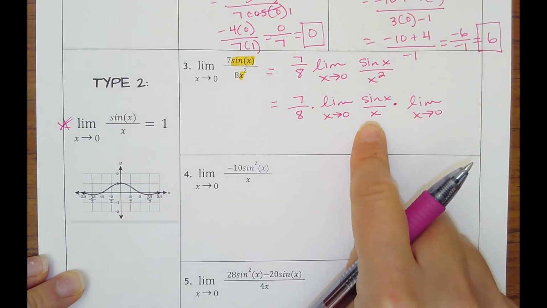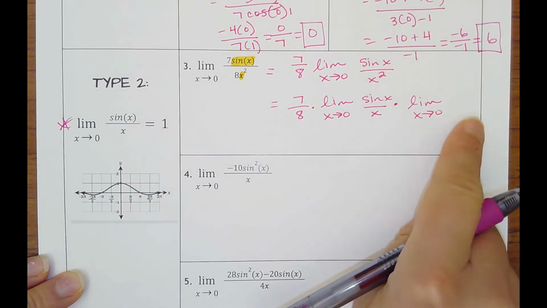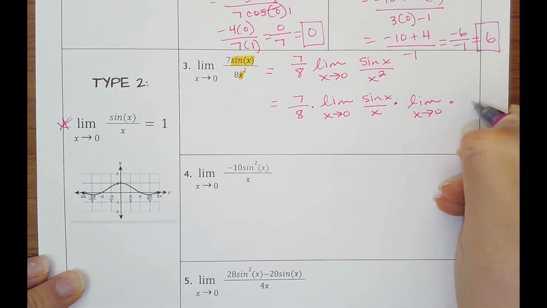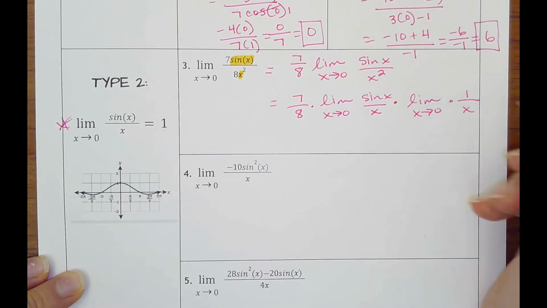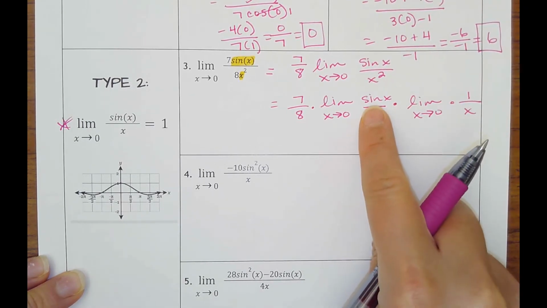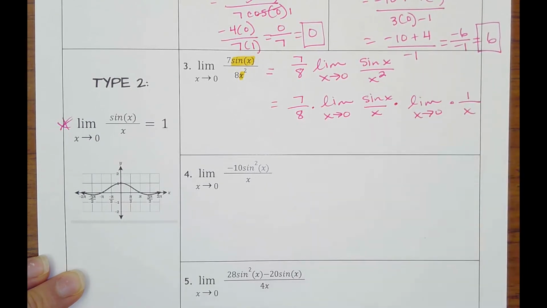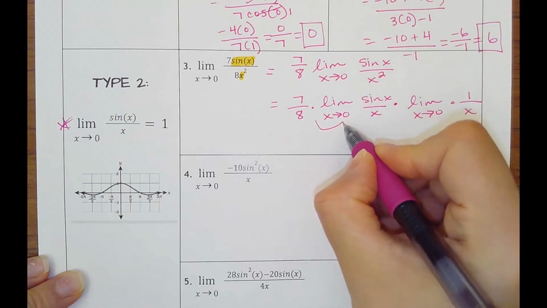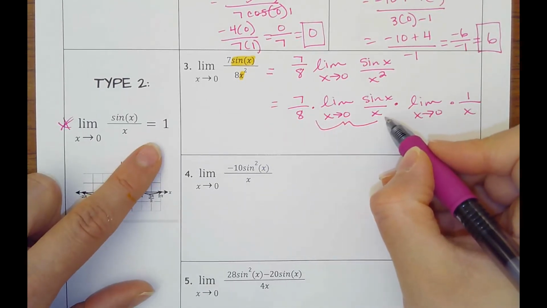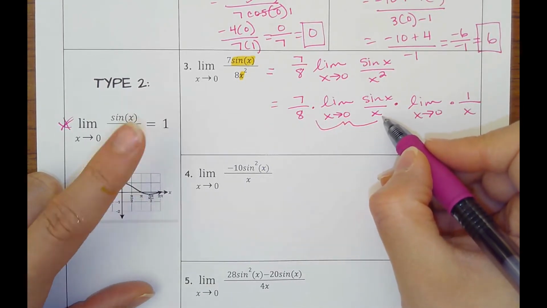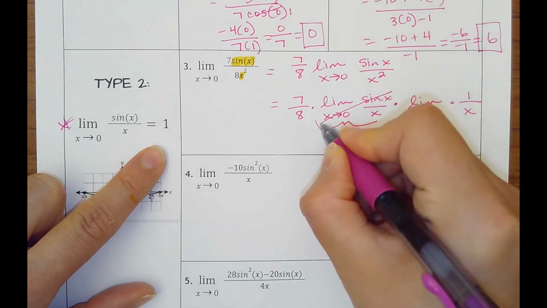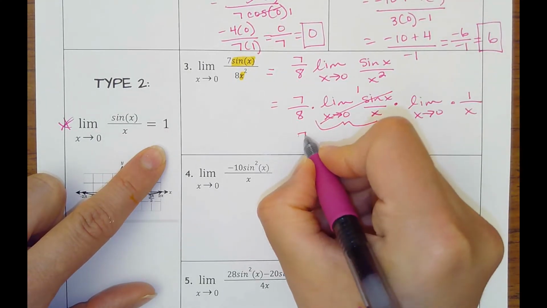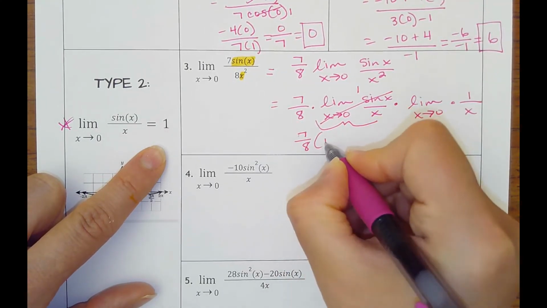Sine of x over x, what would we need to multiply that by to make it sine of x over x squared? Well, we don't need anything on the numerator, but I would need another times x, right? Sine of x times 1 is sine of x times x is x squared. I just split it using properties. And then here is my foundation, that sine of x over x is really a 1. So I have 7/8 times a 1.